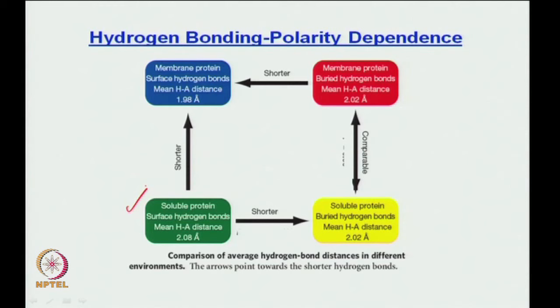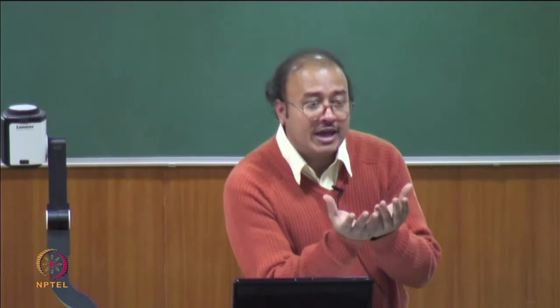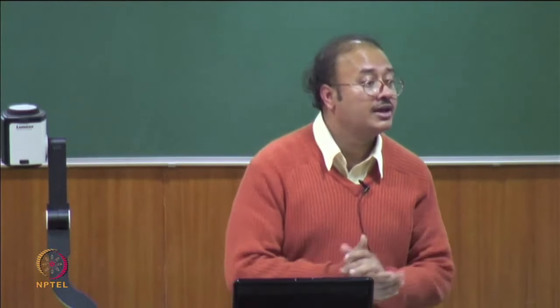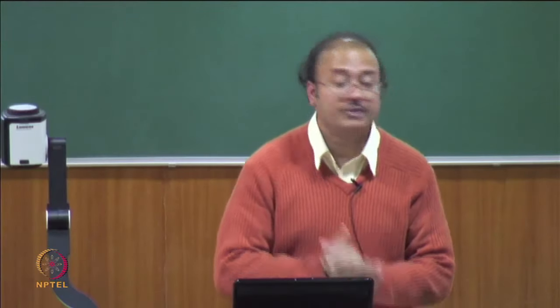The soluble protein, you are looking at surface hydrogen bonds. Surface means on the surface of the protein you have these NHCO groups or polar groups, and they form hydrogen bonds with water. The mean H...A distance is 2.08 angstroms, or about 2.1 angstroms. You take the same thing and go to a soluble protein with buried hydrogen bonds. This time you are looking at the buried portion of the same protein. Now, what is happening to the bond length? It decreases. That makes sense, right?